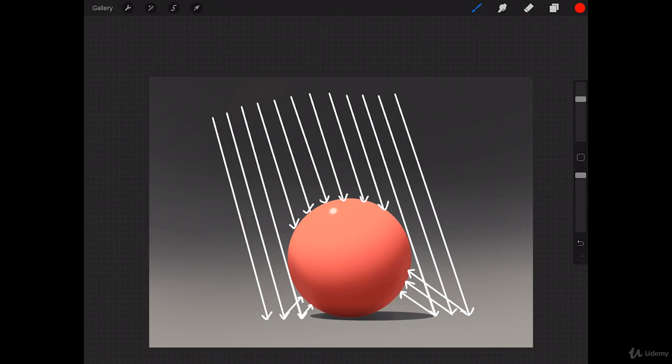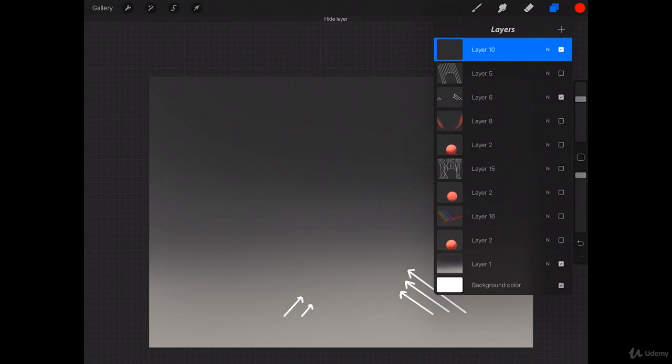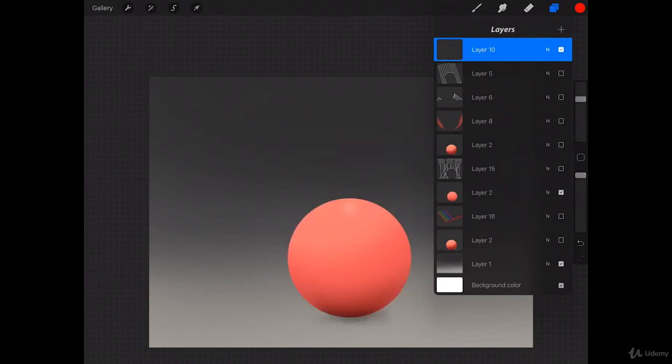So these photons are bouncing around. Now, what happens if those photons are going through a more diffused light source? So let's turn this off really quick, and turn this off, and we'll bring this on.